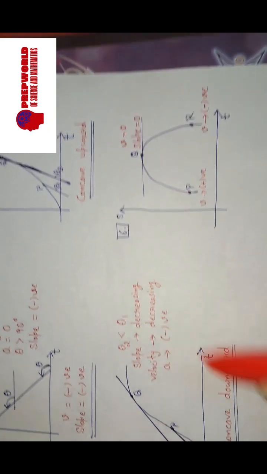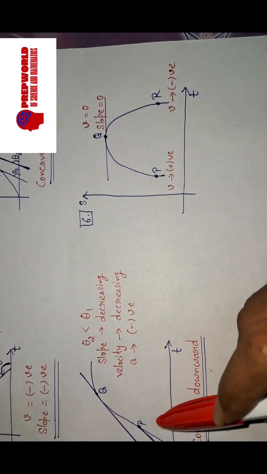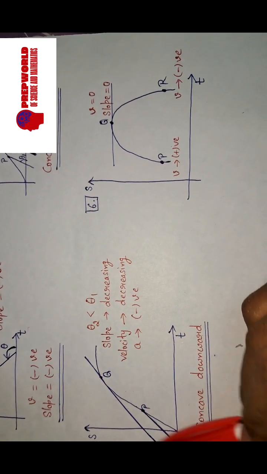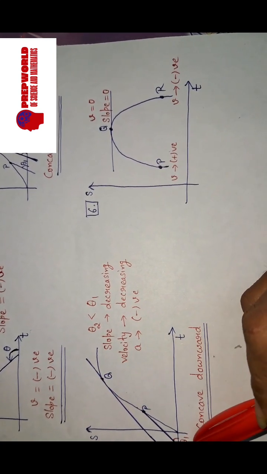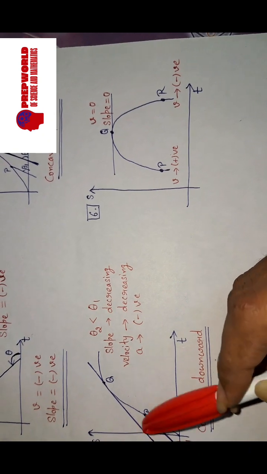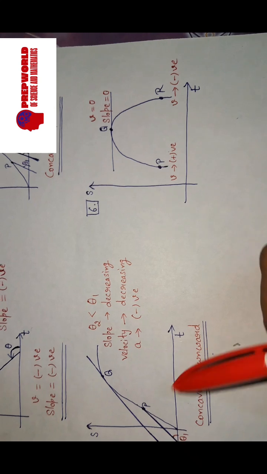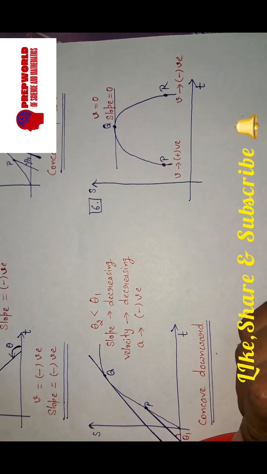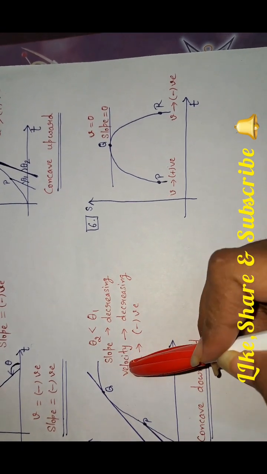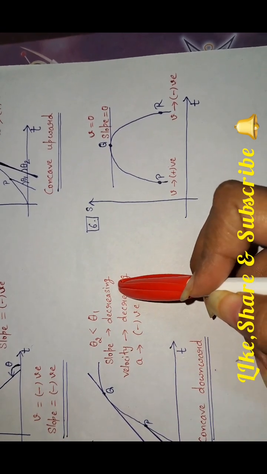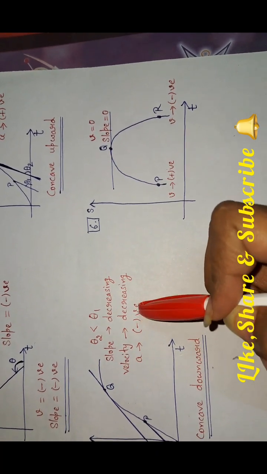Okay, now the fifth graph is the concave downward graph. See here, this is the theta 2 angle with the tangent drawn at the Q point at the higher position, and this is the theta 1 angle at the P point that is at the lower position of the concave downward graph. And here theta 2 will always be less than theta 1. It means the slope will be decreasing and velocity should also decrease. If velocity is decreasing, then acceleration should always be negative.